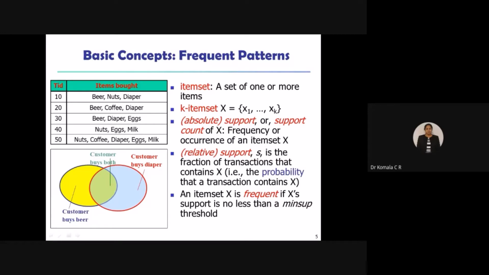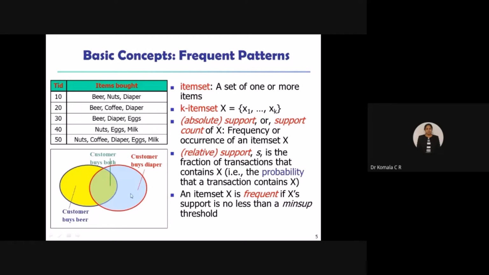So an item set X is frequent if X's support is no less than a minimum support threshold. Say for example, I give the threshold as 3. That means you can purchase beer only 3 times, not more than the 3rd time. For example, in your ATM card, debit card or credit card, sometimes they will give some limitation: per day you can swipe only 3 times, 4 times, something like that. That is called a threshold, some limitation. That means you cannot use more than the value specified in the limitation.